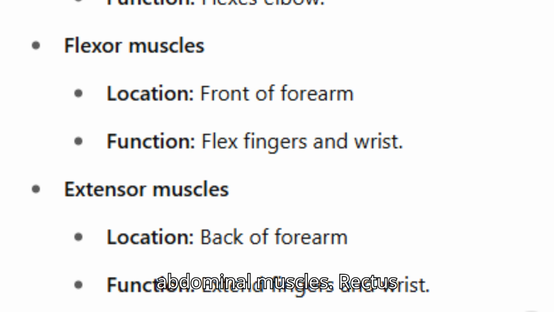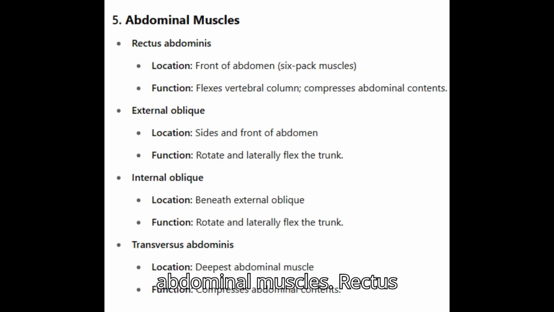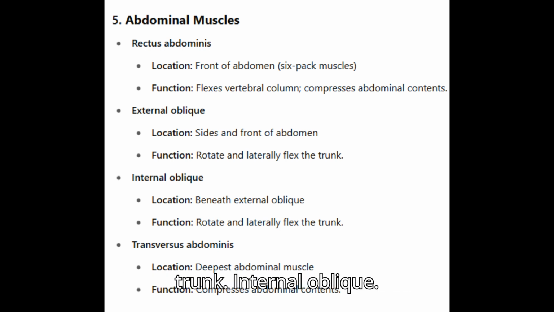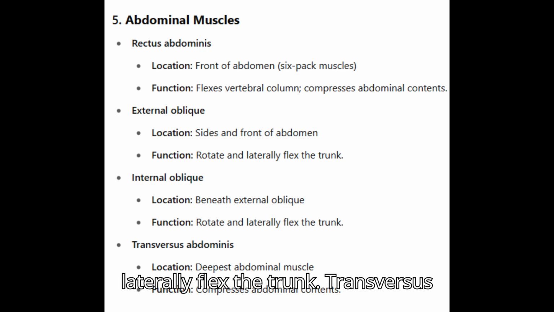5. Abdominal muscles. Rectus abdominis. Location. Front of abdomen, six-pack muscles. Function. Flexes vertebral column. Compresses abdominal contents. External oblique. Location. Sides and front of abdomen. Function. Rotate and laterally flex the trunk. Internal oblique. Location. Beneath external oblique. Function. Rotate and laterally flex the trunk.